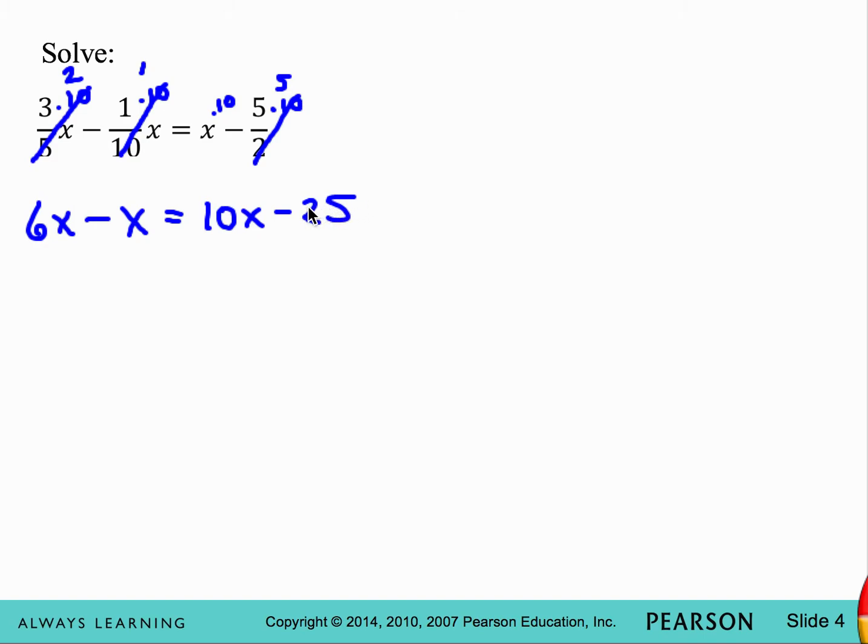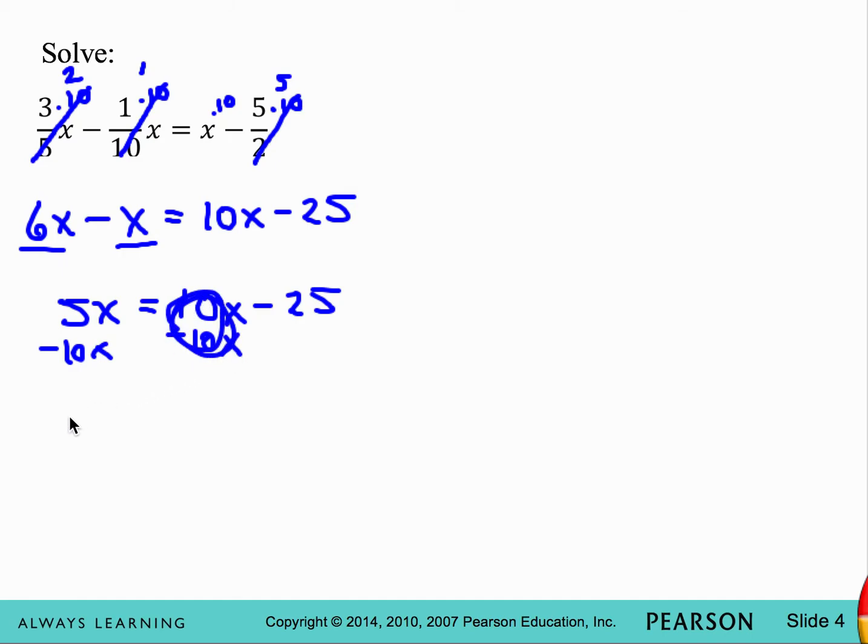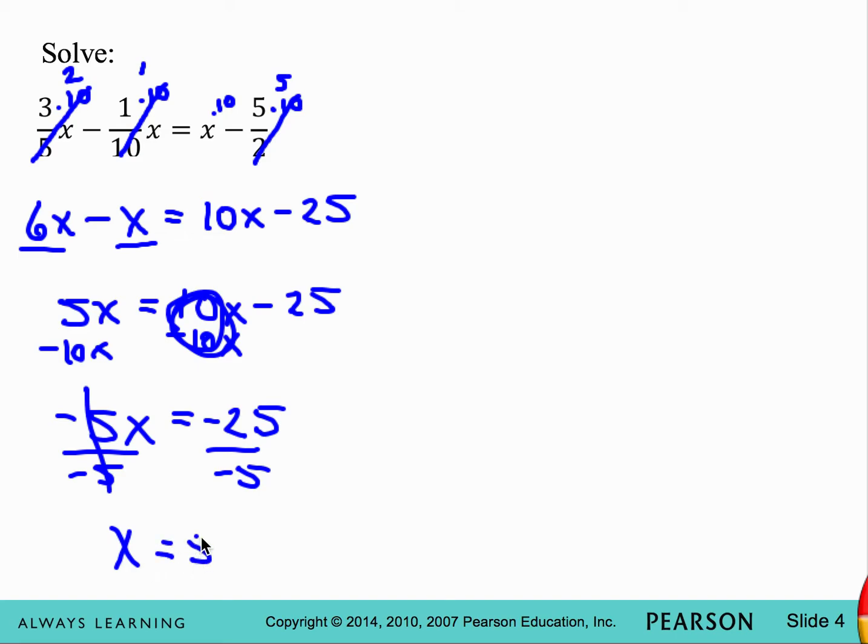And now it's just like the other equations, right? I do any math I can do. 6x minus x is 5x. Put all your variables on the same side. So I'm going to subtract 10x from both sides, so there's no x's left over here. So negative 5x equals negative 25, and divide by negative 5 to get that x all by itself. So x is positive 5.